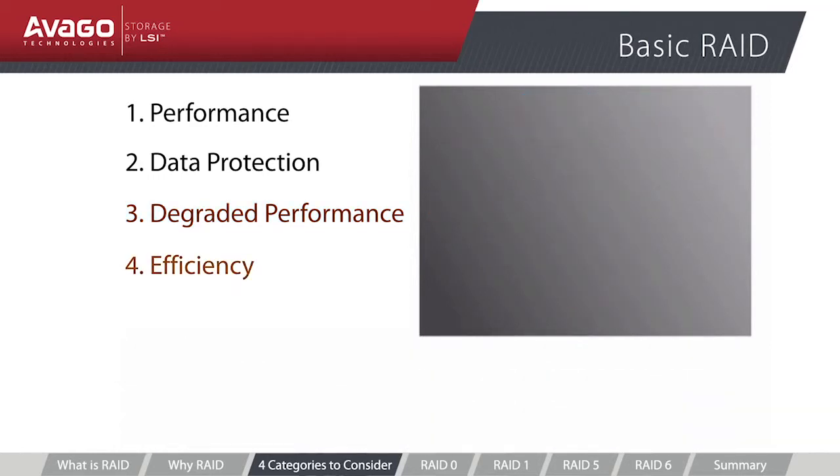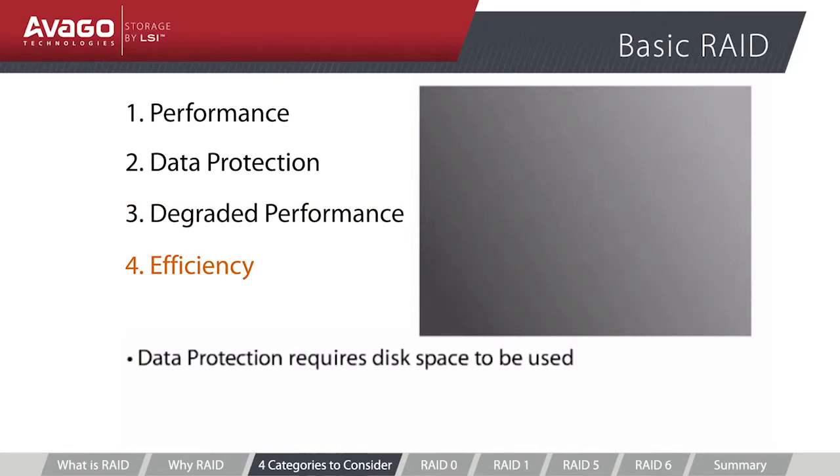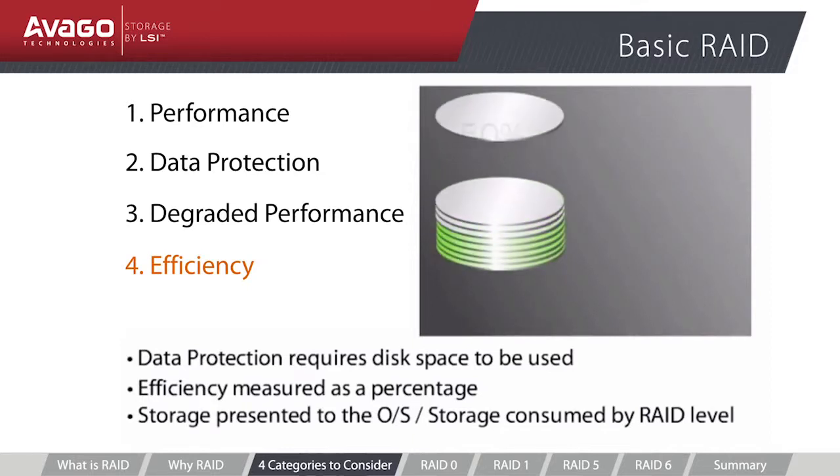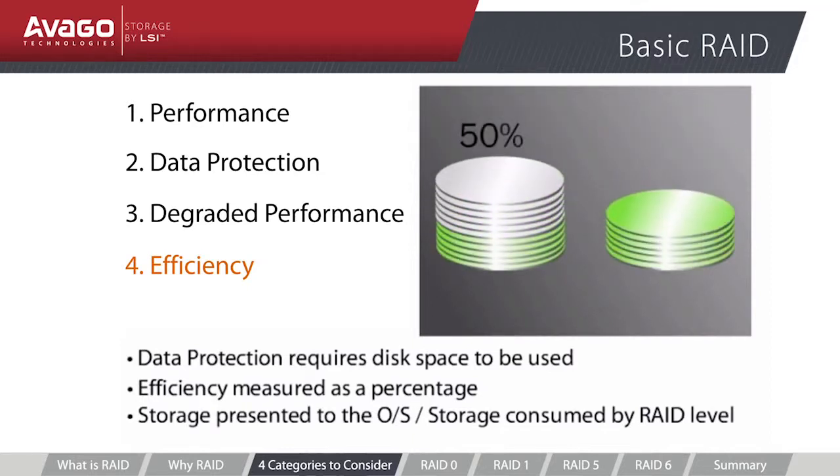The last category is storage efficiency. Data protection requires extra space that will consume drive capacity, meaning some of the disk space purchased is not available for application use. Efficiency is measured as a percentage. It is calculated by dividing the amount of storage presented to the OS by the storage consumed by the RAID level. The simplest protection scheme, creating a complete copy, is the least efficient. Only 50% of the storage purchased is available for user data, whereas other schemes can be greater than 90% efficient.